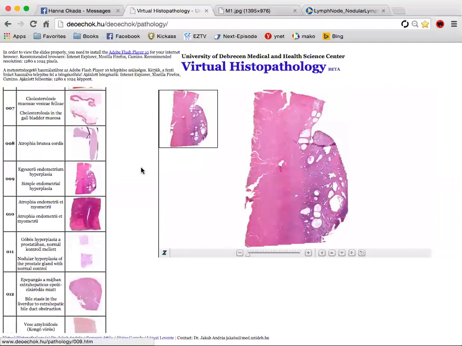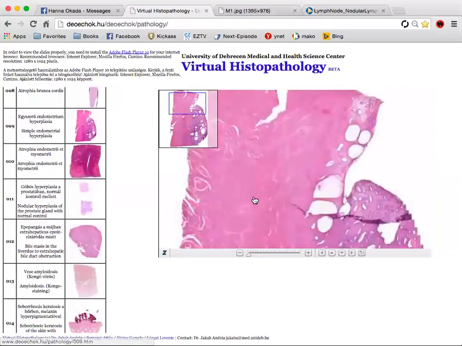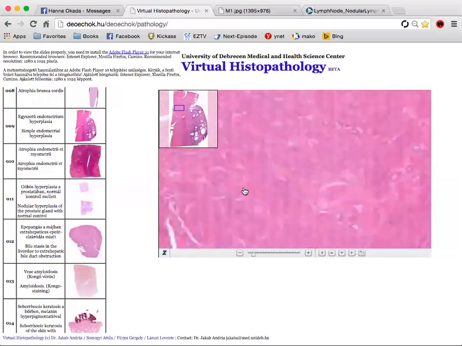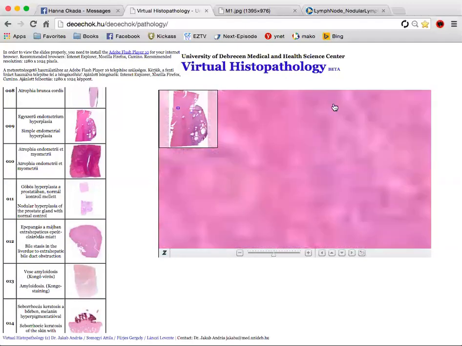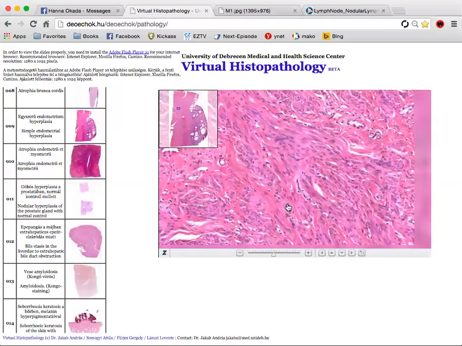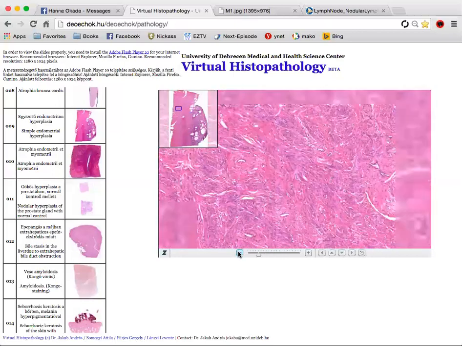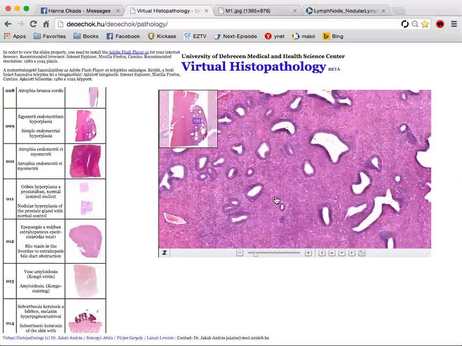All right, next up. This is a simple endometrial hyperplasia. What you have here is a section of the uterine wall. This area is the endometrium, and this area is the myometrium, and I'll just show you for a second. I don't think they're going to really focus on this. So this is all muscle and in different orientations. This is the myometrium, and what they're interested in is this part. This is the endometrium, and this endometrium is hyperplastic.